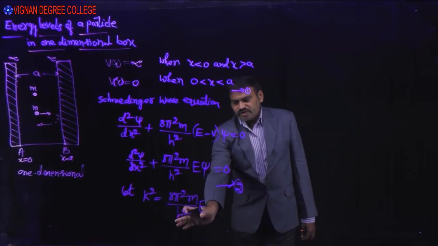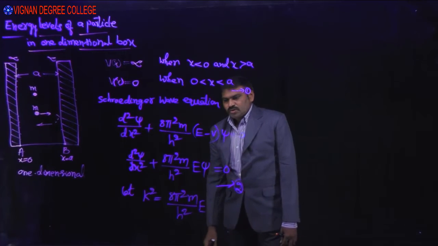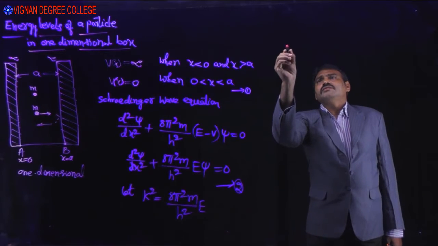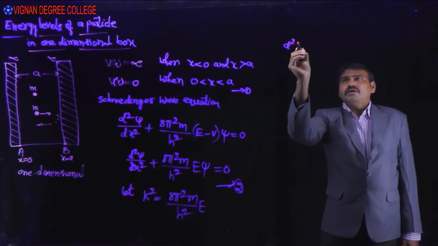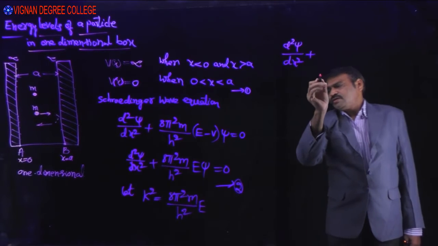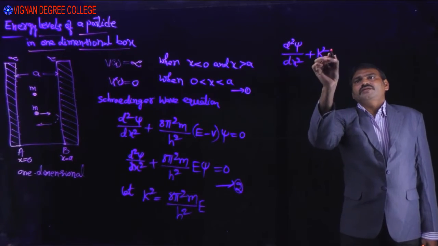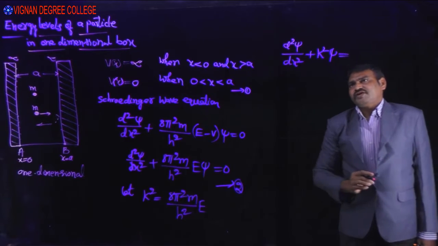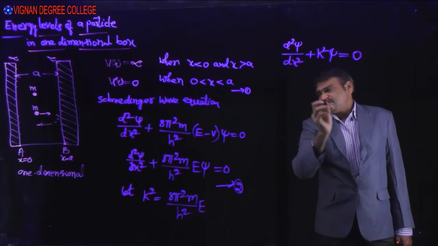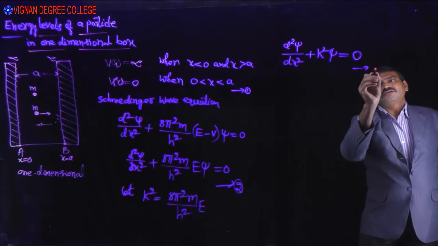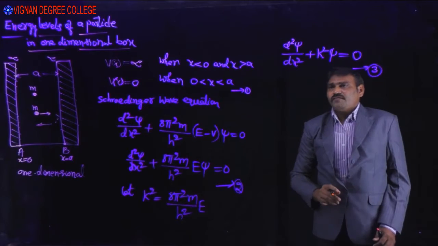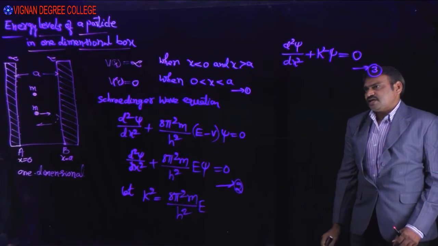If we substitute the k square value in equation 2, then equation 2 becomes d square psi by dx square plus k square psi. This is a differential equation in the second order form. This is equation 3. The solution of this equation is in the form of sin kx or otherwise cos kx.